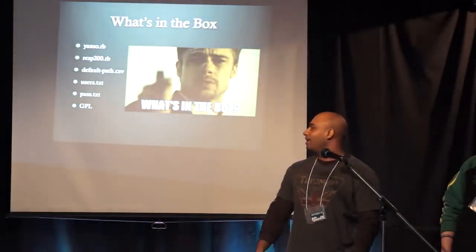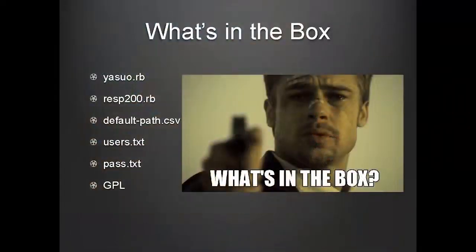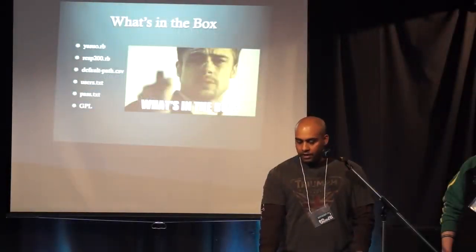When you download the code, you get the main Ruby script, yasuo.rb, and the response 200.rb Ruby file, which mainly deals with form-based brute force and stuff like that. Default path.csv is the core file. It contains all the default application signatures. Users.txt and pass.txt are the default username and password files. It is released under GPL version 3.